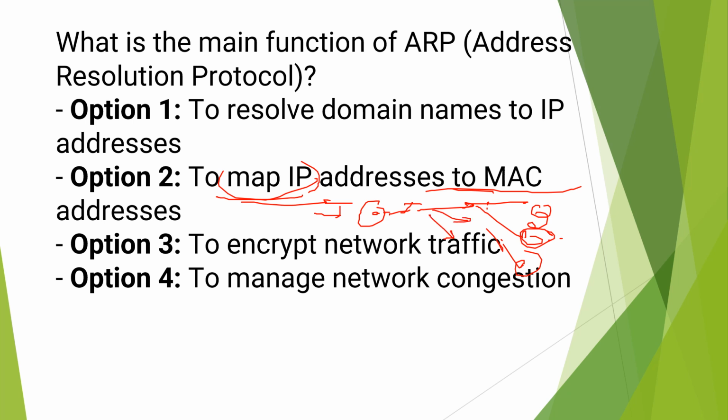He will ask who has this IP address. So whoever has this IP address will reply, "This is my IP address and this is my MAC address." Once he gets the MAC address, he will transfer the data. Okay, got it. So option 2 is the correct answer.